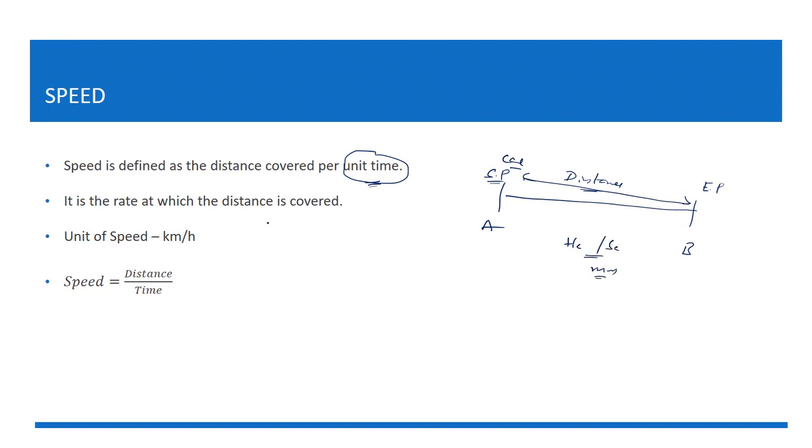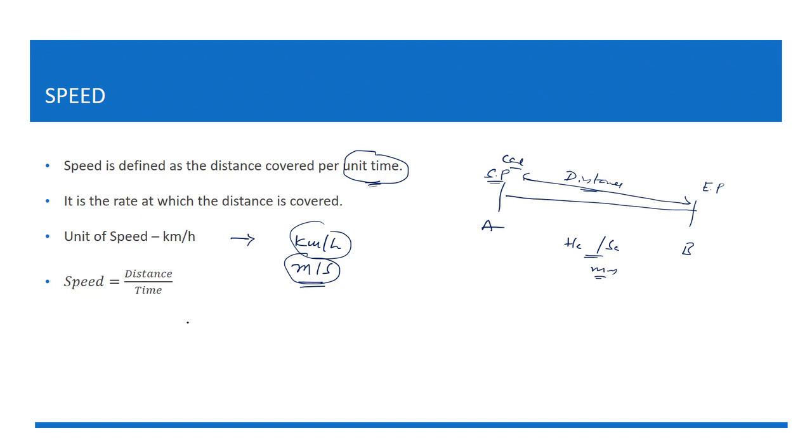See, it is basically the rate at which the distance is covered. So the unit of speed is kilometer per hour or meter per second. These two things you need to remember, and you also need to know how to convert from kilometer to meter and hour to second. Let me explain all those things.